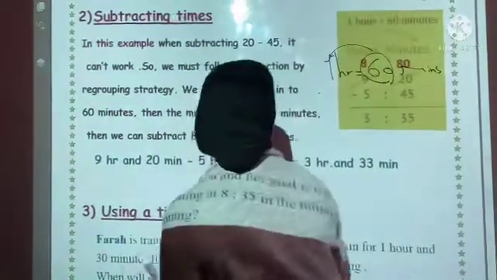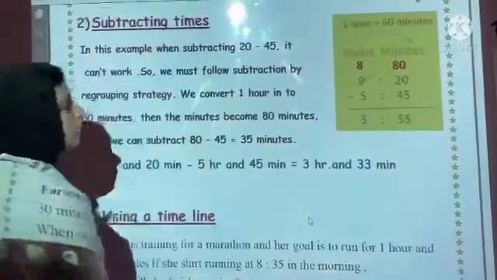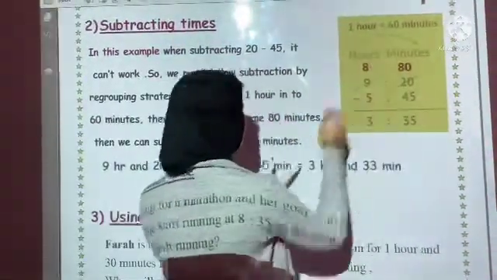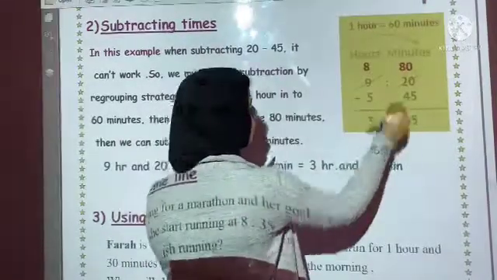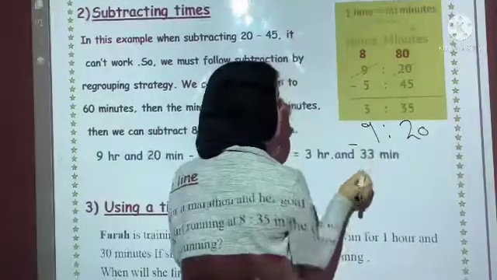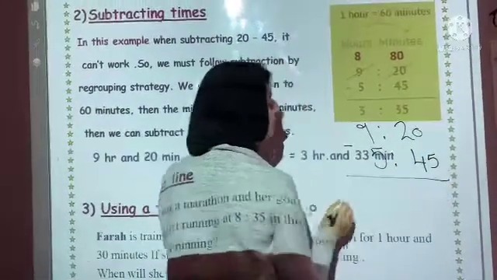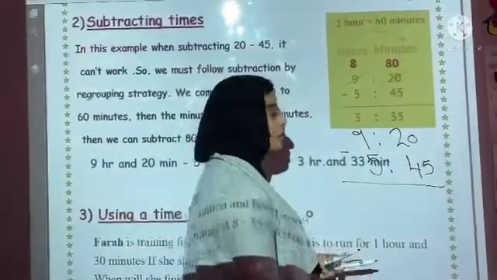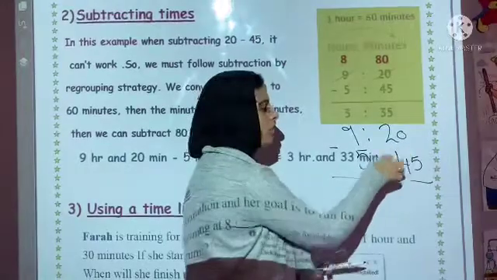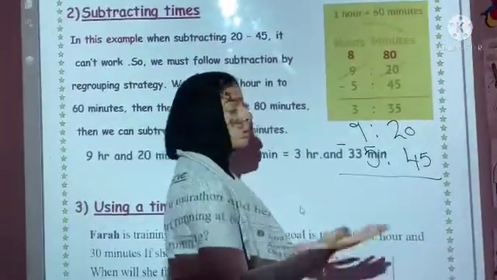The second one here is subtracting time. The same: I'm going to start with minutes, and hours with hours. So I have here 9 hours and 20 minutes minus 5 hours and 45 minutes. I want to start with the minutes first. It will be 20 minus 45. You can't take 45 from 20. No, it doesn't work. So what should you do?